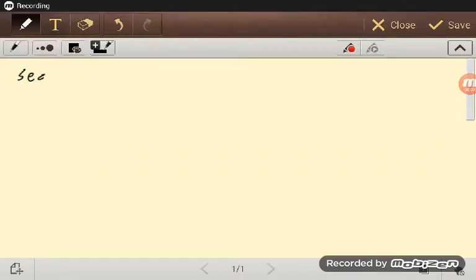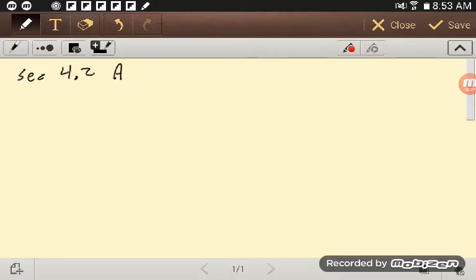Okay, section 4.2, area. So we want to look at this idea of finding the area of a given region. In 4.2 we simply look at the approximation.